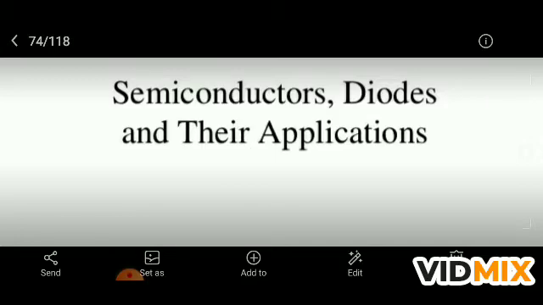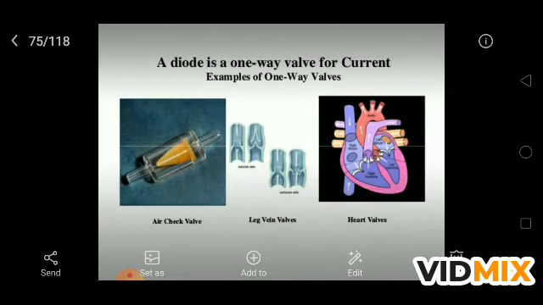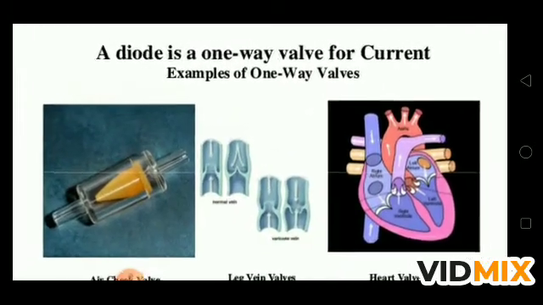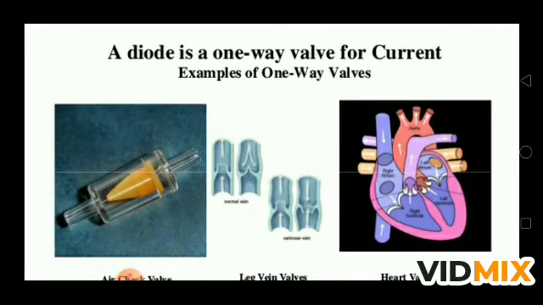Semiconductors, diodes and their applications. Now what is the diode? Diode is a type of valve. We can also say it is a valve, and everyone knows what a valve is. A valve is a device which is fitted anywhere to prevent the backflow.